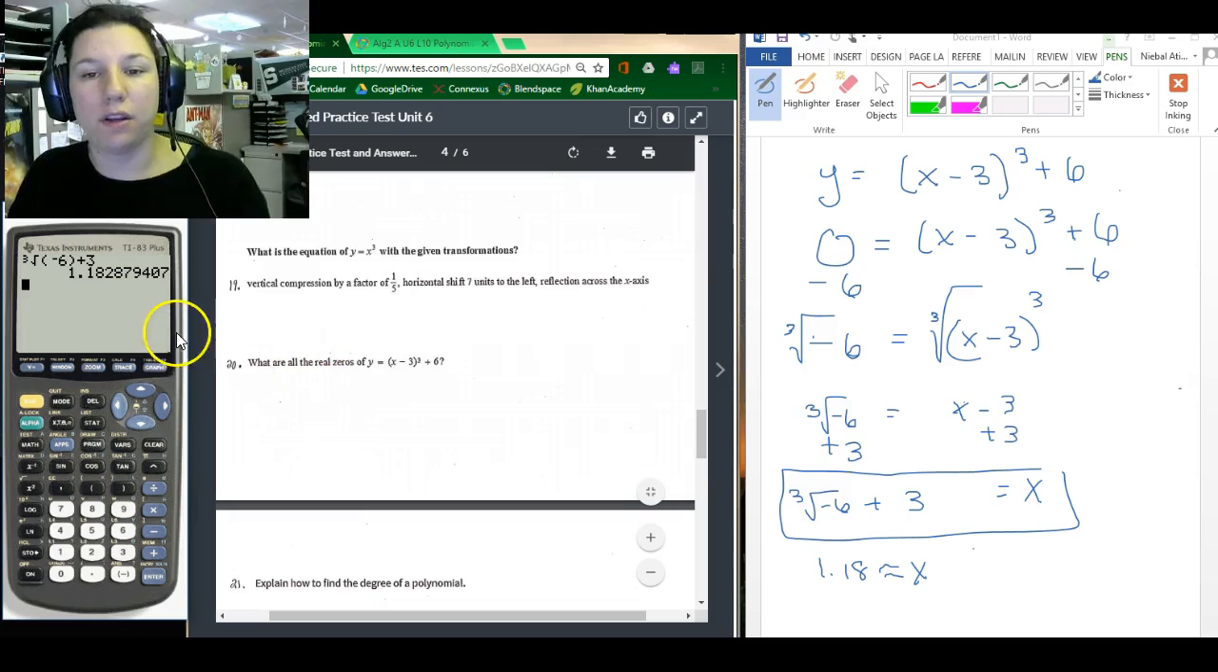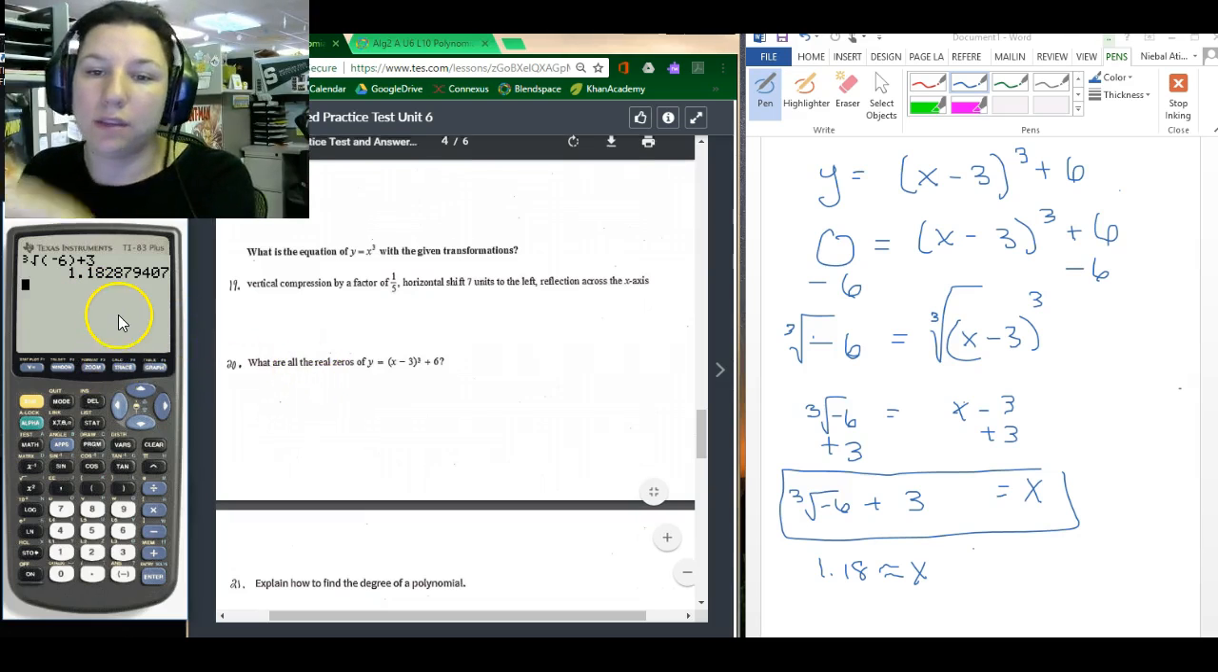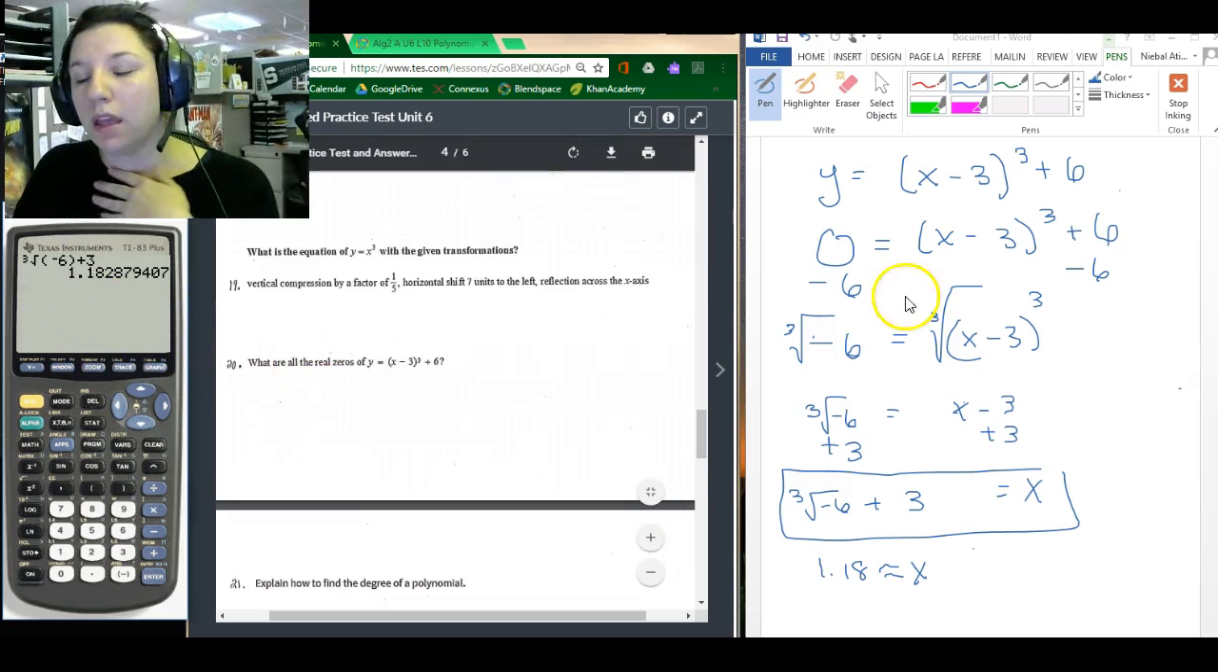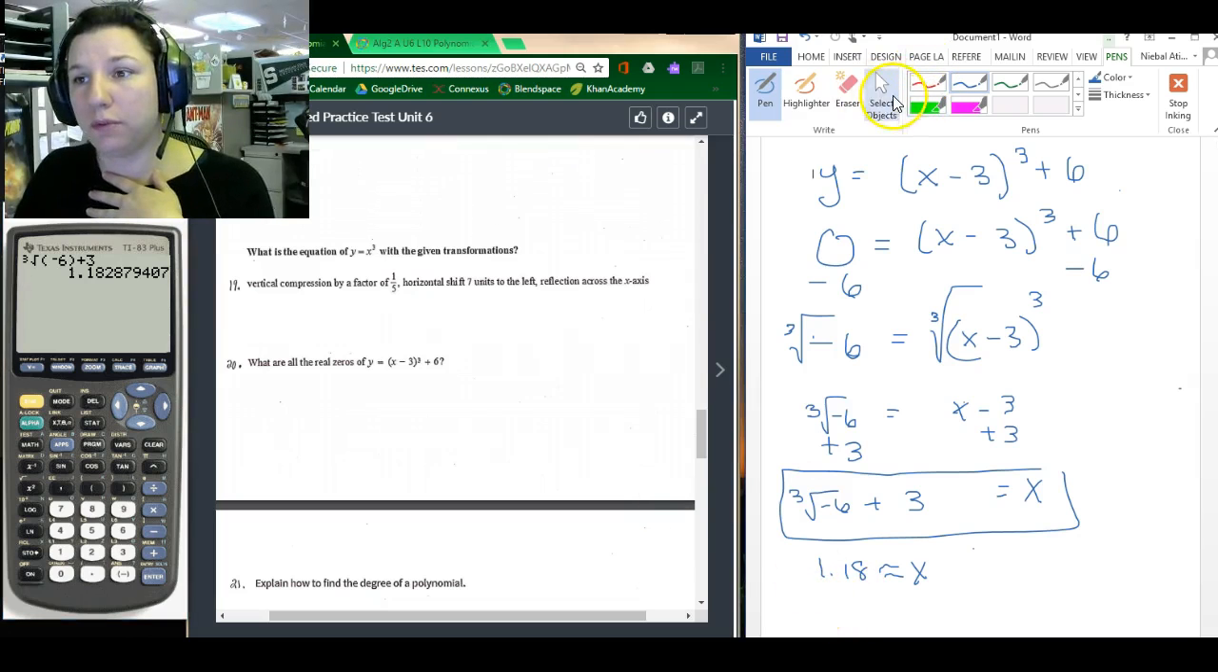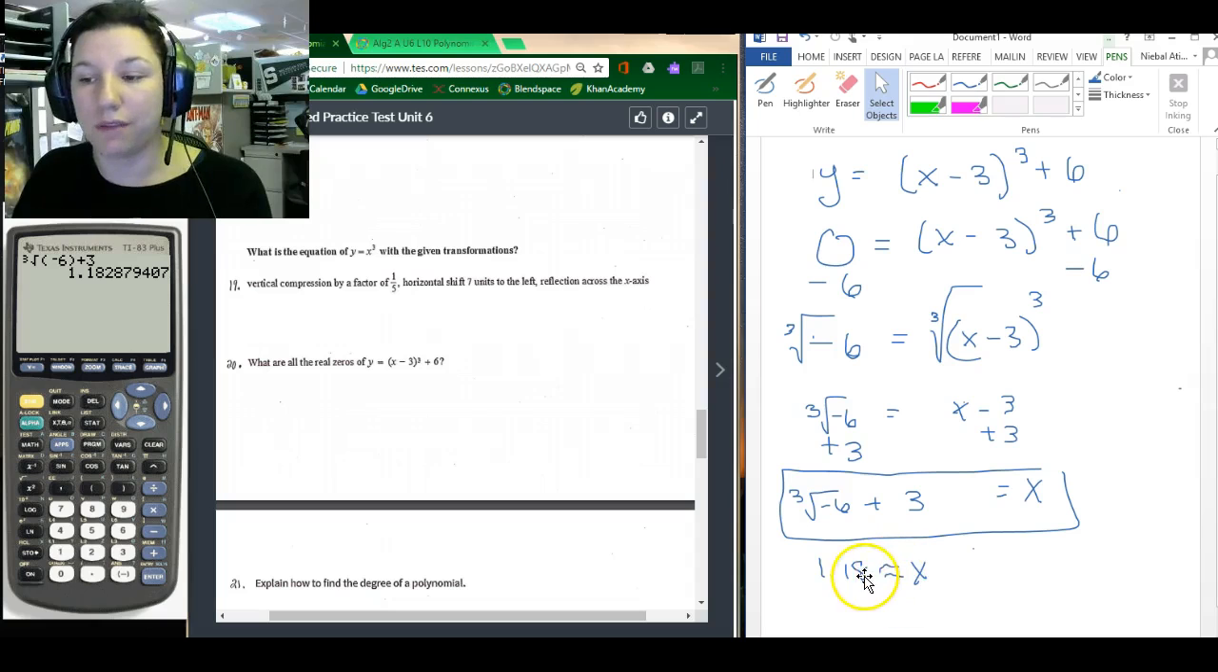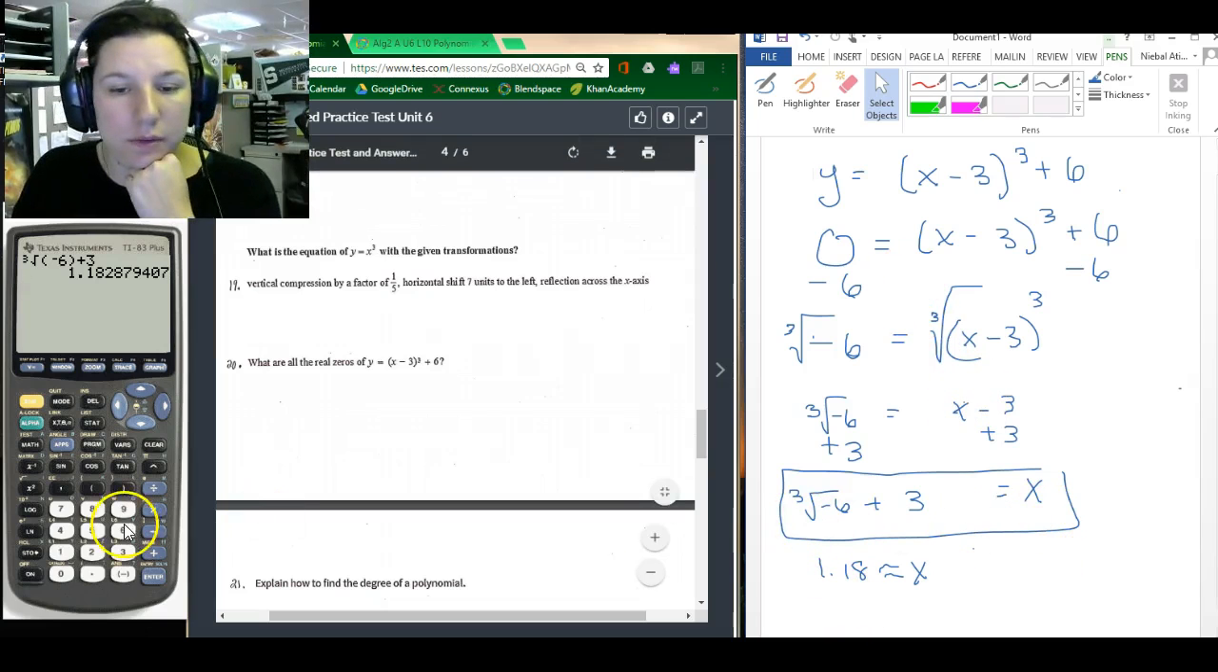If you put that in your calculator, you get 1.182879407. So if you're doing this question again on the test, and you give us something like this, you might not get full credit. The way they want you to work this one out is just to manipulate the equation to get x by itself and then tell us what it's equal to.